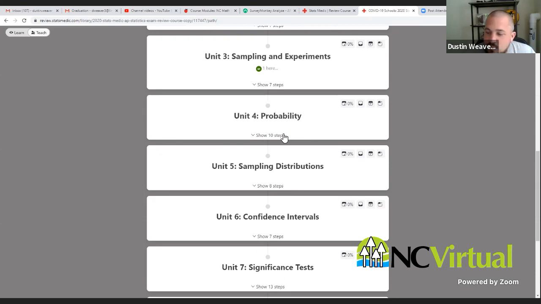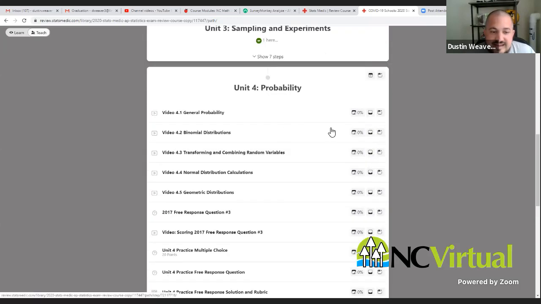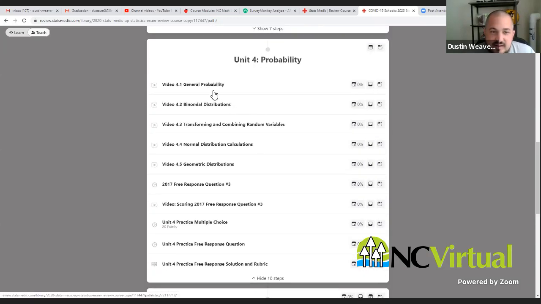So tomorrow will be day 8 of our review. We will move to probability. Now, probability is a big unit. So there are 5 sections that we have to look at tomorrow, okay? General probability, binomial. What about when we combine random variables, the normal distribution, and geometric? So there's a lot of stuff.